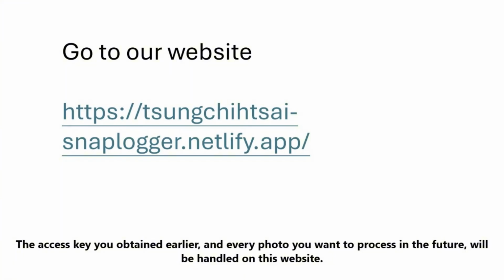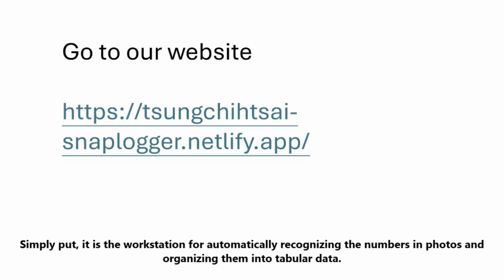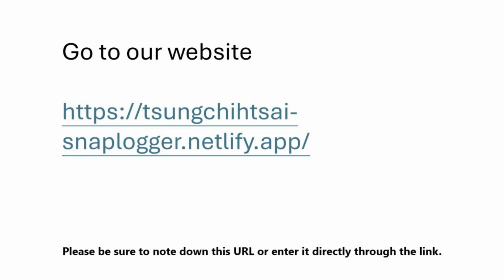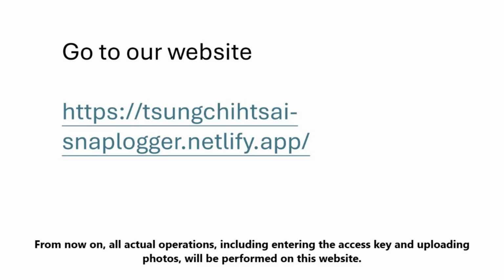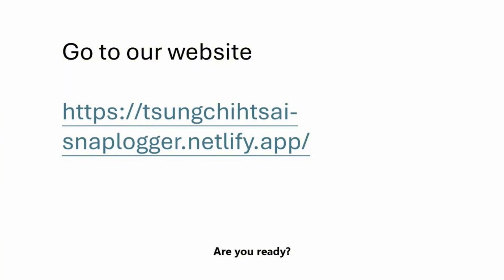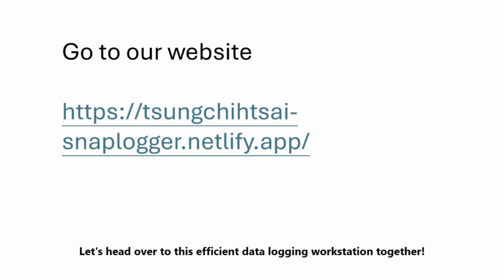The access key you obtained earlier, and every photo you want to process in the future, will be handled on this website. Simply put, it is the workstation for automatically recognizing the numbers in photos and organizing them into tabular data. Please be sure to note down this URL or enter it directly through the link. From now on, all actual operations, including entering the access key and uploading photos, will be performed on this website. Are you ready? Let's head over to this efficient data logging workstation together.